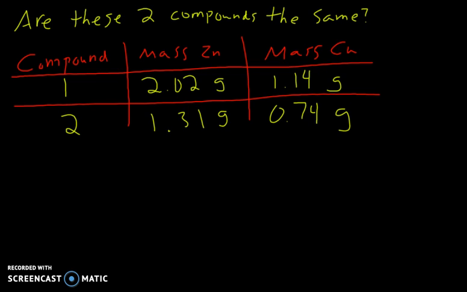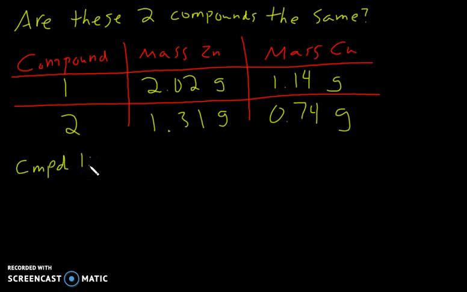If you need help finding percent composition, there's a video on finding percent composition you can go and watch before this one, and that will help you with this. So, let's go ahead and start with compound 1. I'll just use CMPD to abbreviate compound.